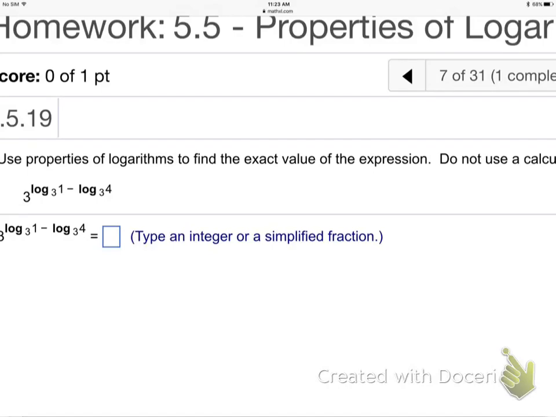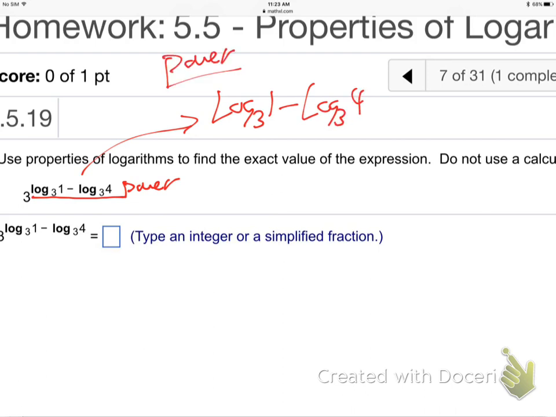Okay, so notice that's all up in the power. All this is in the power. So let's just grab that all by itself first off and think about it. Log base 3 of 1 minus log base 3 of 4. Can I do something with that? Is that one of the three properties? Yes, the bases are the same, so that's good.